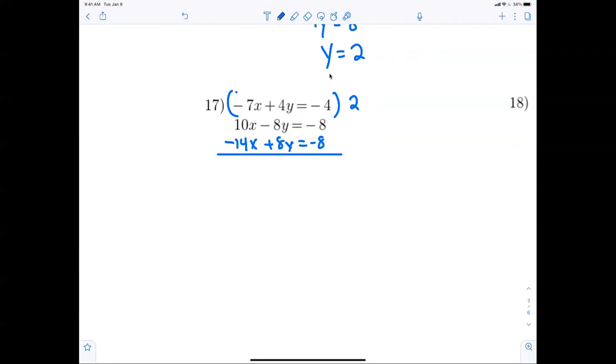Okay, so now what? -14, so 4x. What kind of 4x? Negative. You cancel out the 8y and 8y, and then minus 8 minus -16, good, and then x equals 4. Right. So now, plug it in.